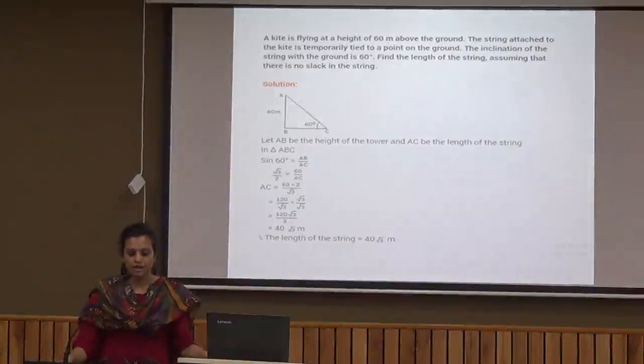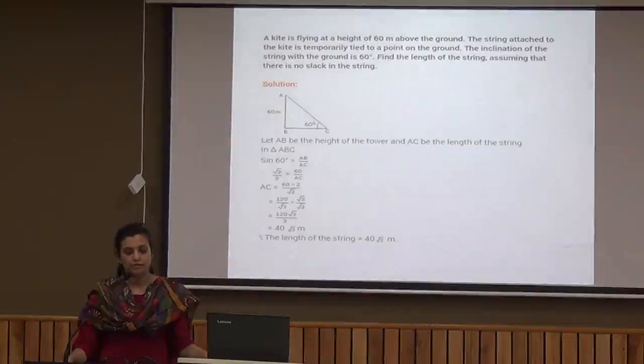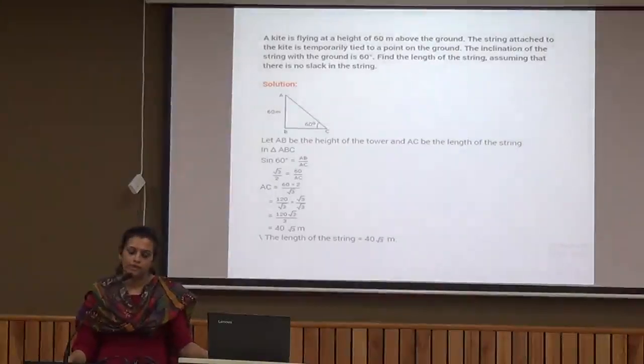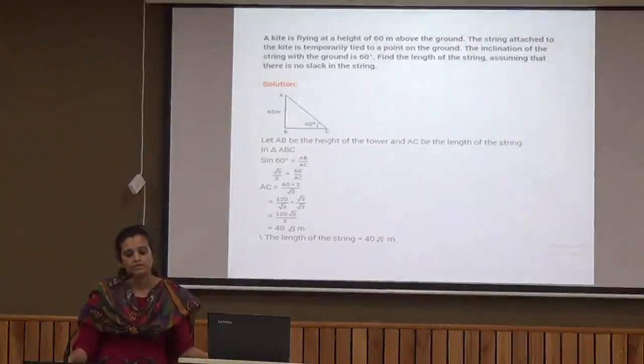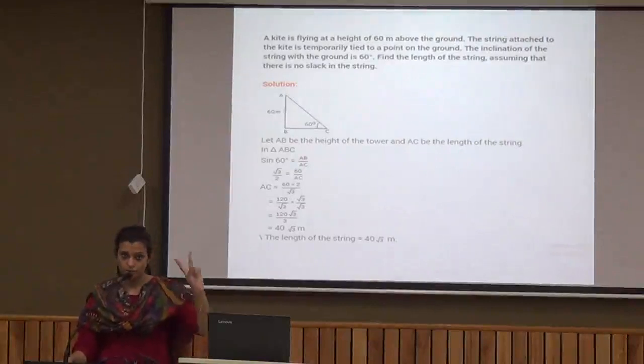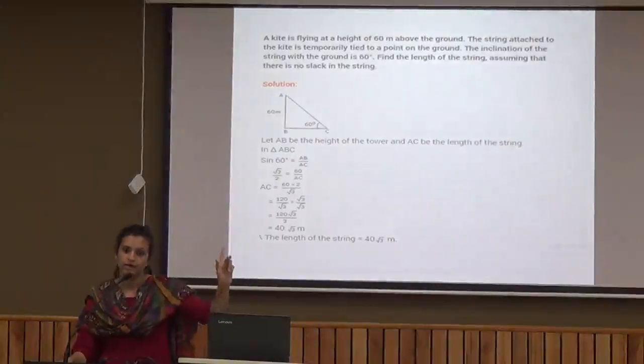It says a kite is flying at a height of 60 meters above the ground. The string attached to the kite is temporarily tied to a point on the ground. The inclination of the string with the ground is 60 degrees. See children, in both the previous examples, the language was a little different. Here it says the inclination of the string with the ground is 60 degrees. Now the key words here are two words, inclination and ground.